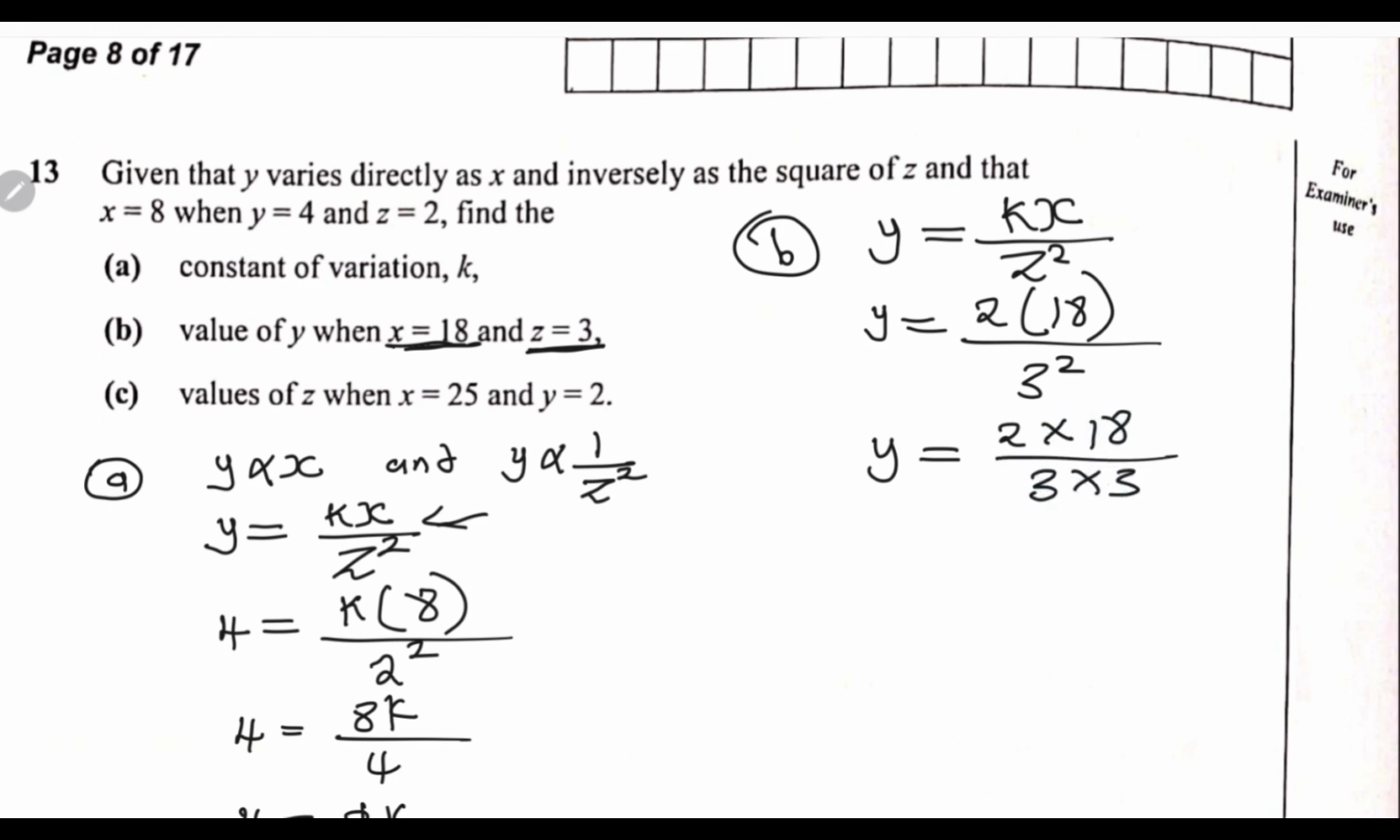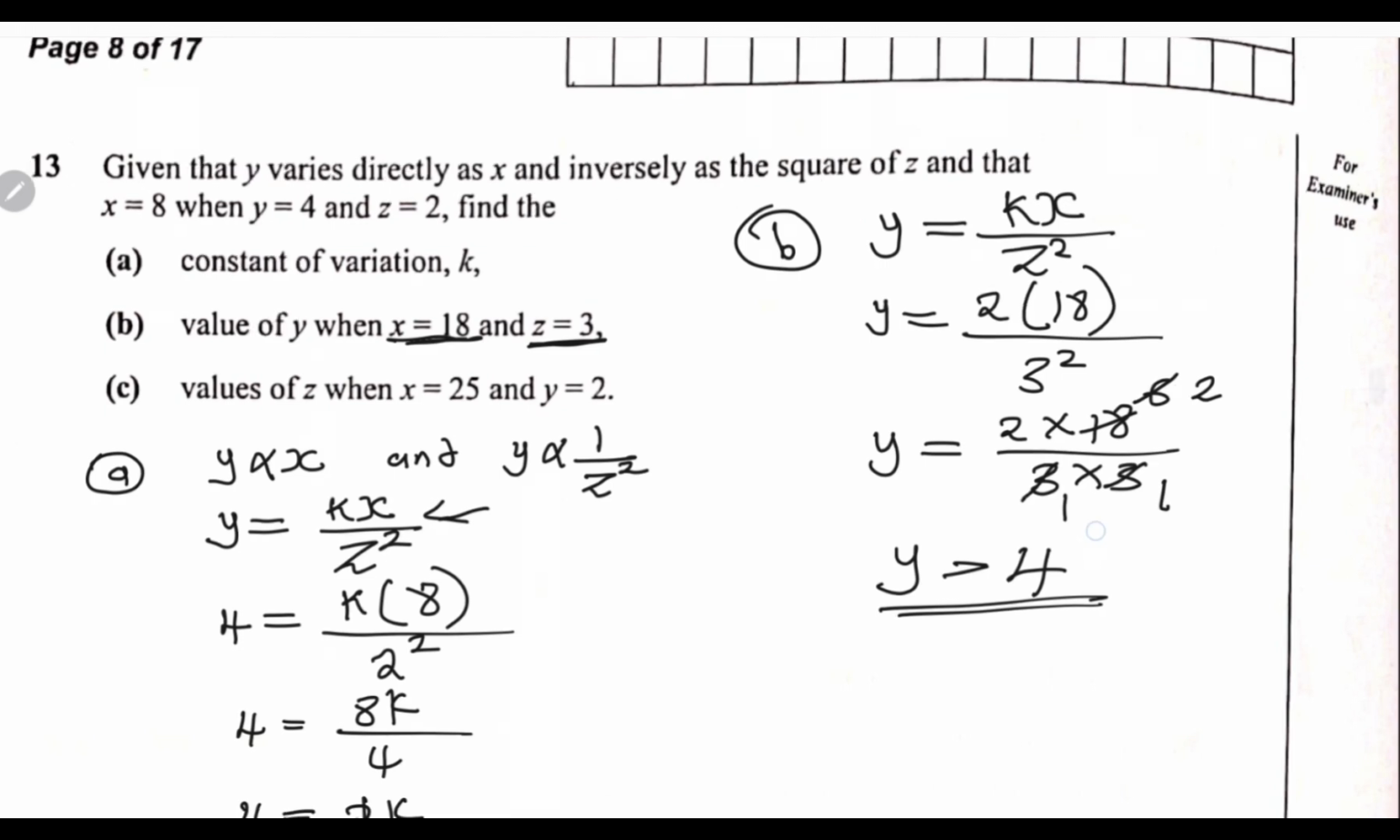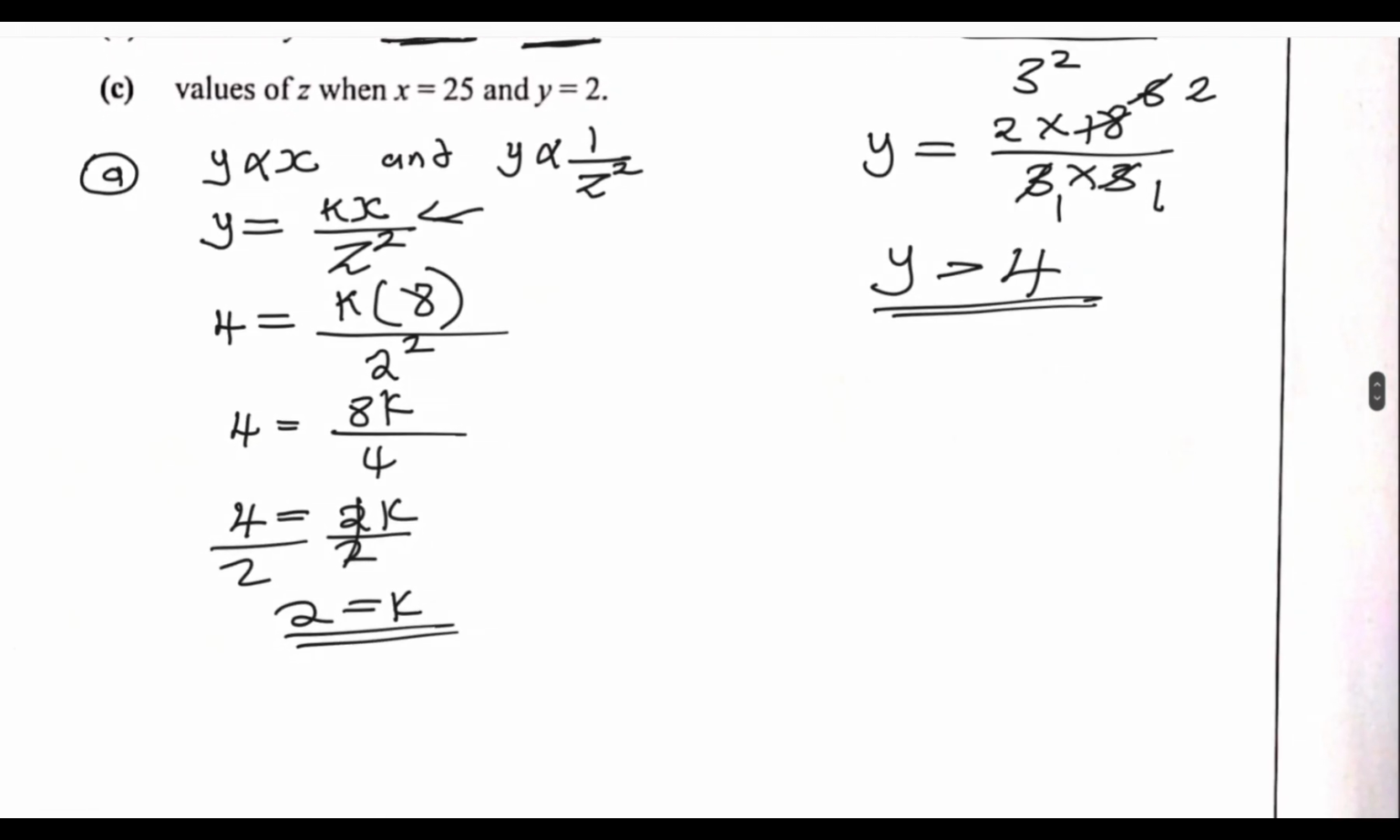Then you do cancel out the common factors. 3 there is 1, 3 there is 6, 3 there is 1, 3 there is 2. Our y is equal to 2 times 2. The answer is 4. So the value of y is equal to 4. Okay, so we move on to part C.